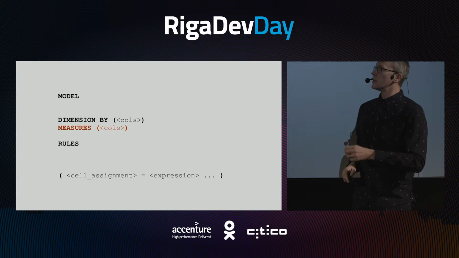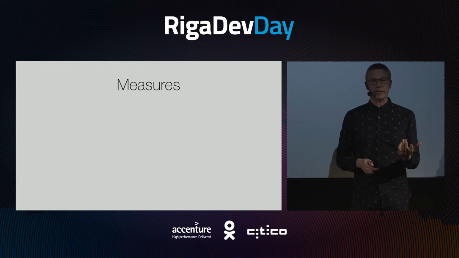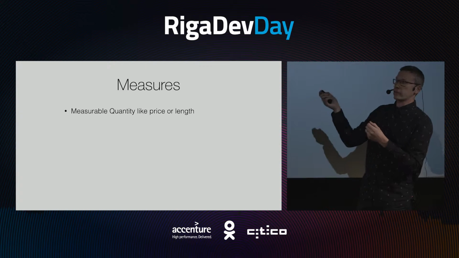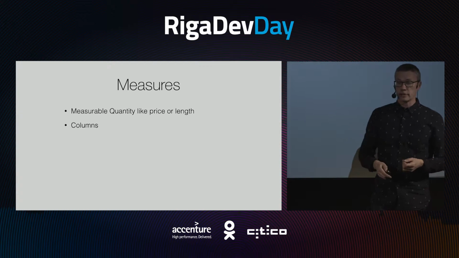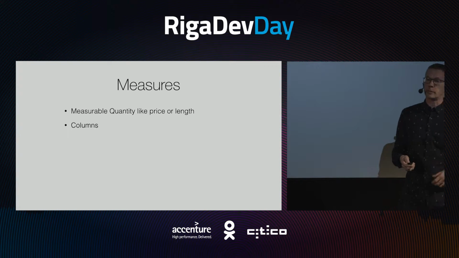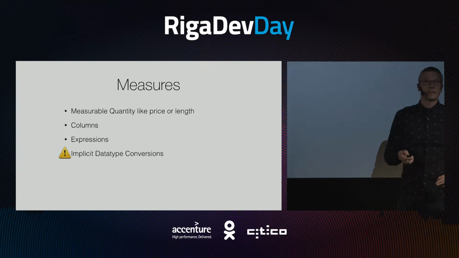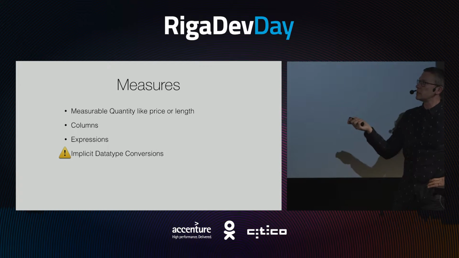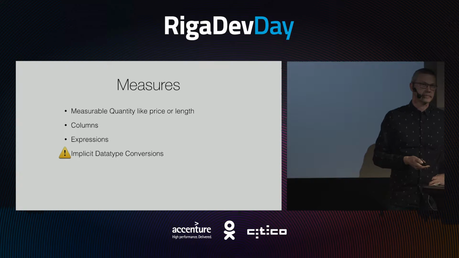The measures are the ones that you can actually manipulate. So it could be like a column, like a quantity or whatever. It could be columns from the table. It could be expressions. And what you got to be careful of are these implicit data type conversions.